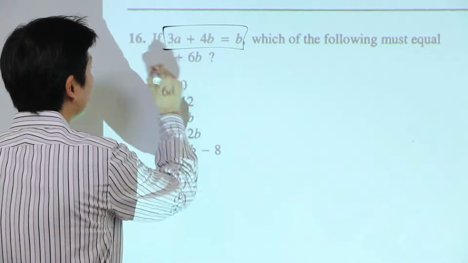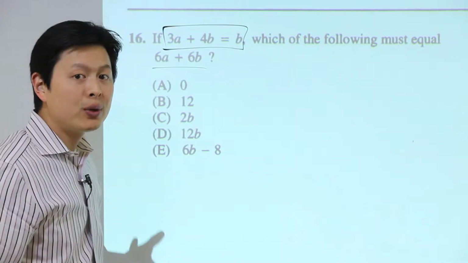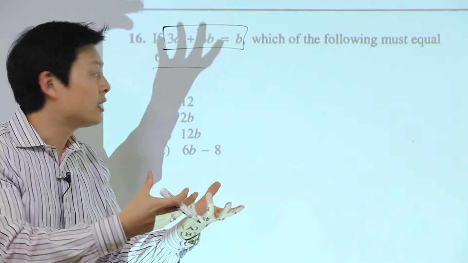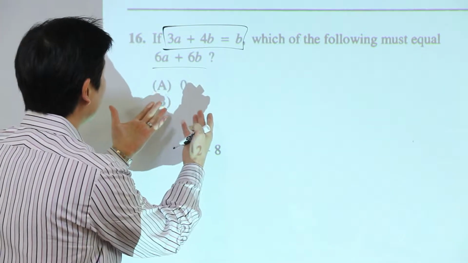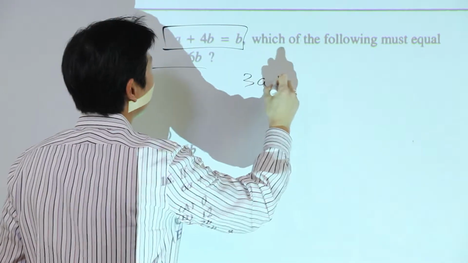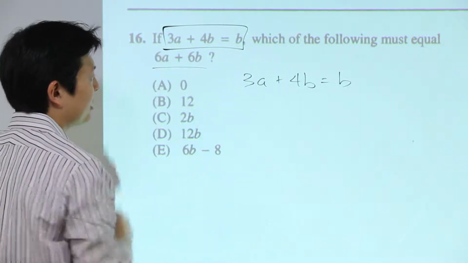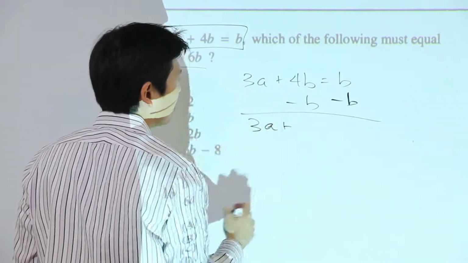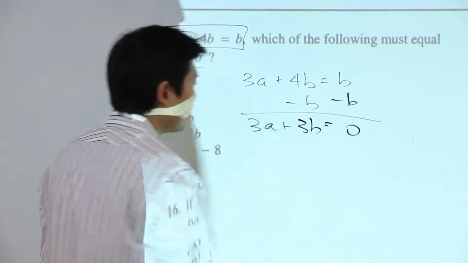We're looking for something called 6a + 6b. So what we're trying to do is take the given information and rearrange it to look like what they're asking for. What they're asking for has a and b together, so that's what I'm going to do. I'm going to take the 3a + 4b = b, which is the given information, and make it look a little more like this by subtracting b on both sides. I get 3a + 3b = b minus b, which is just 0.